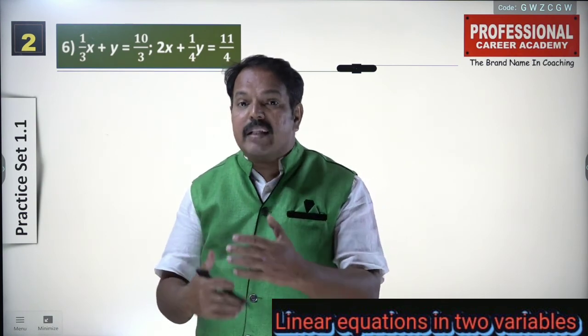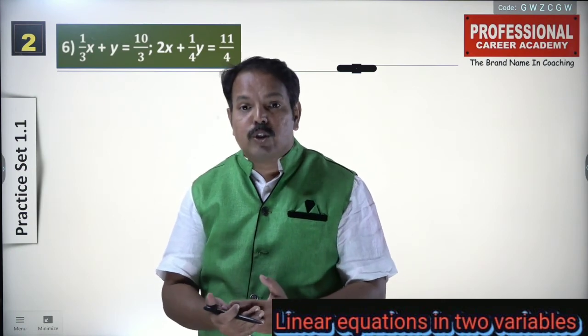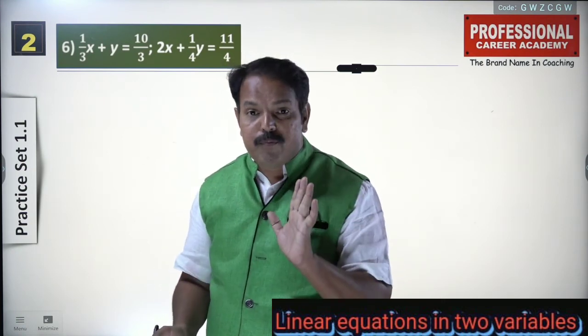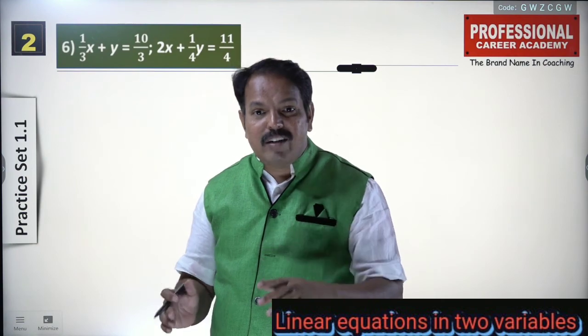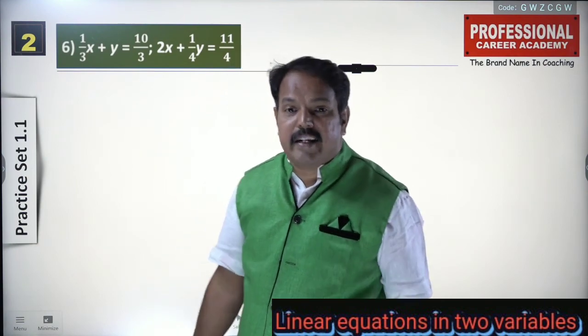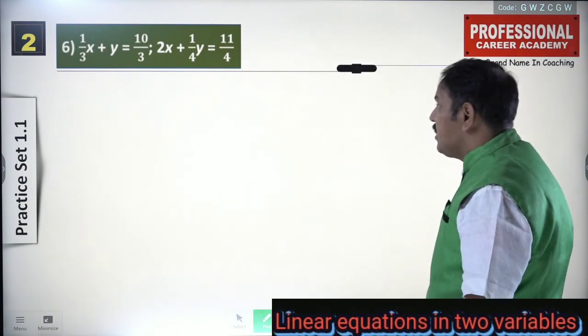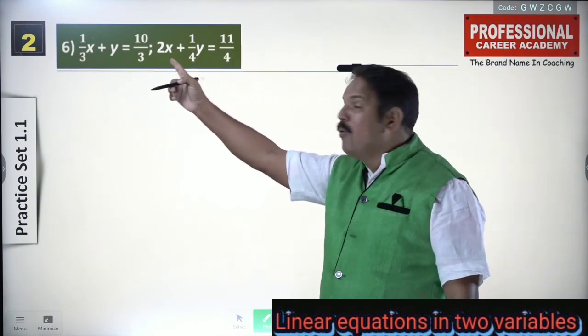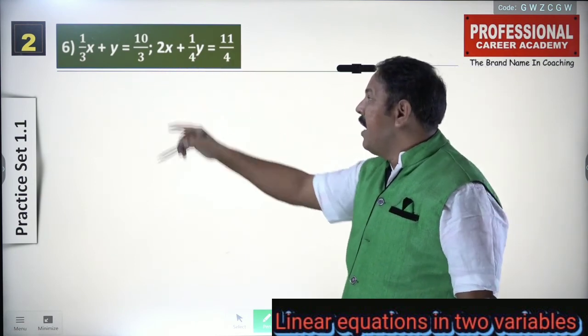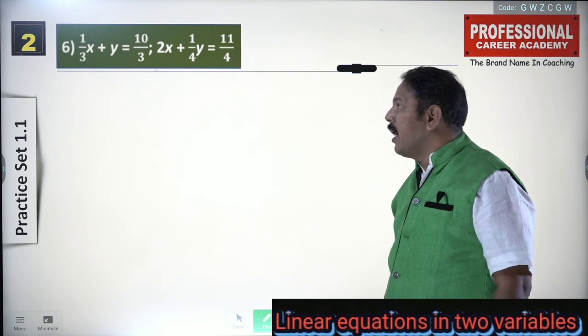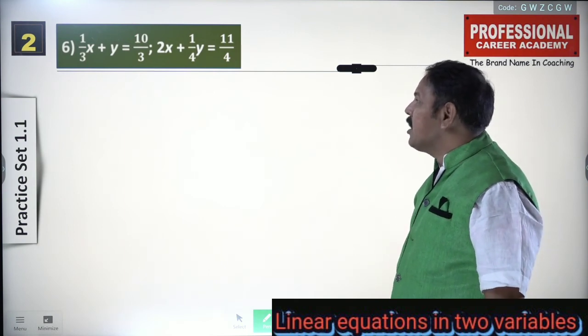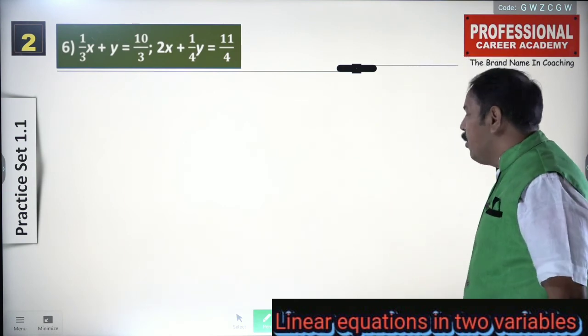I am just showing the next equations to you so that you can practice at home. If not solved, I will solve that in the next lecture. So see here, what is the first homework for you? This is the sixth question. 1 by 3x plus y is equal to 10 by 3. Another one, 2x plus 1 by 4 y is equal to 11 by 4.